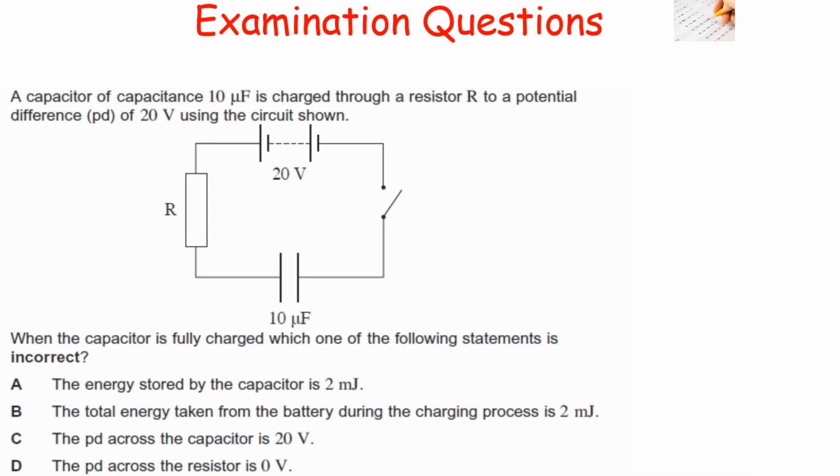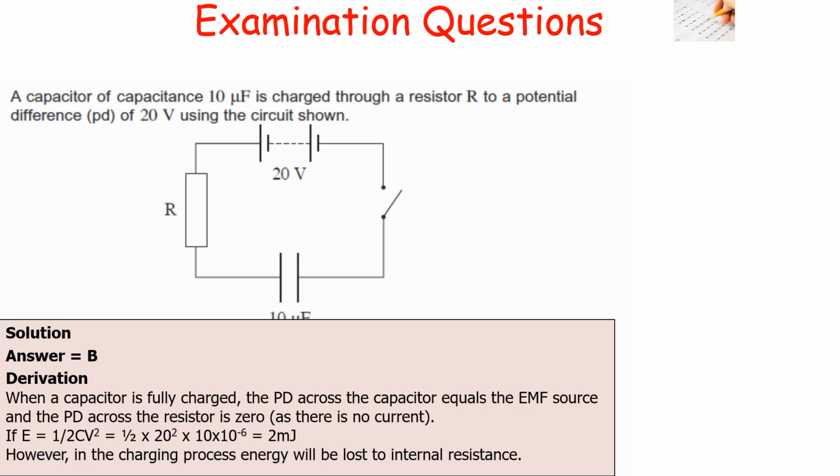Right, our answer here is going to be B, because when a capacitor is fully charged, the potential difference across the capacitor equals the EMF of the source, and the potential difference across the resistor is going to be 0, because there's no current going through the circuit. The capacitor is fully charged, it's holding all the charge.